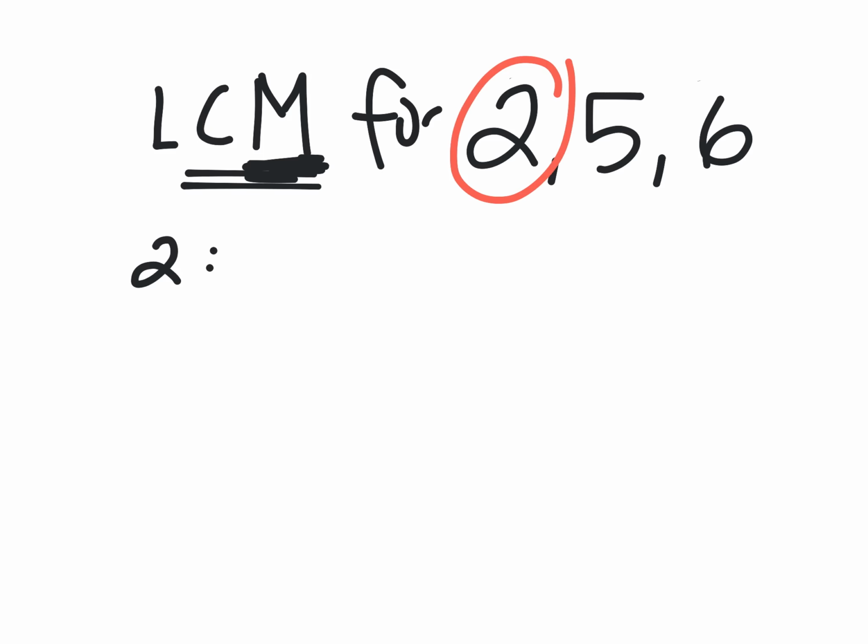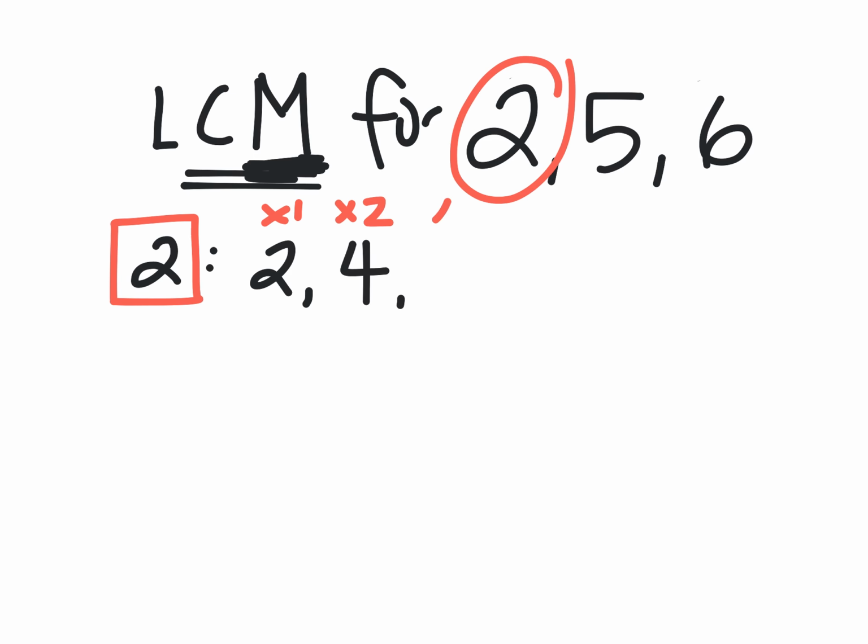So let's multiply it. What's 2 times 1? 2. Good. Okay, so we multiplied the number that they gave you. They said find the lowest common multiple of 2, of the number 5, and of the number 6. So we take the number 2 and we multiply it by 1 because it's the product of a whole number. Then we're going to multiply it by 2. What's 2 times 2? 4. Okay, then what are we going to multiply it by? 3. And so on.